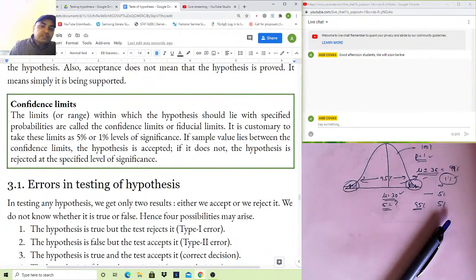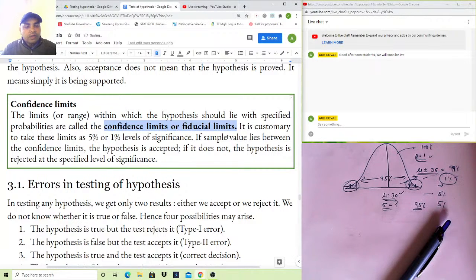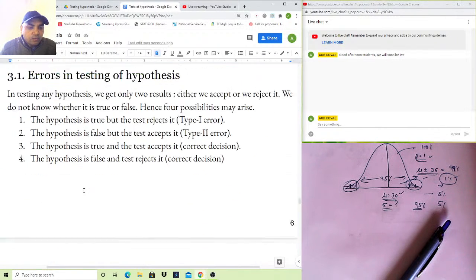So the limits or range within which the hypothesis should lie with a specified probability are called the confidence limits or fiducial limits. It is customary to take these limits at 5% or 1% levels. If the sample value lies between these confidence limits, the hypothesis is accepted. If it does not, the hypothesis is rejected at that specified level of significance.